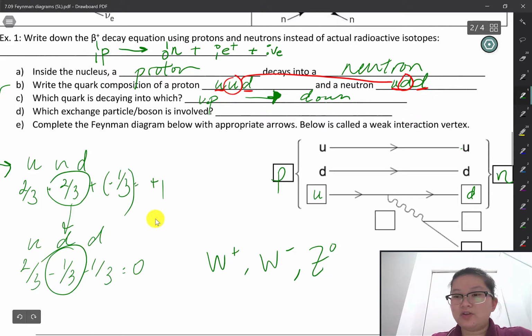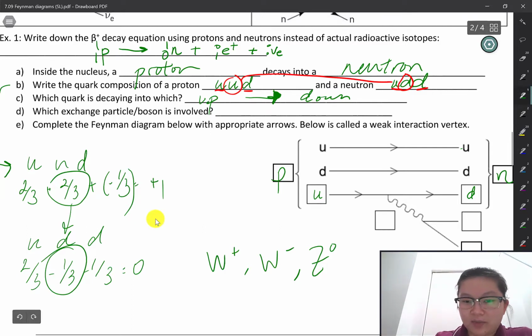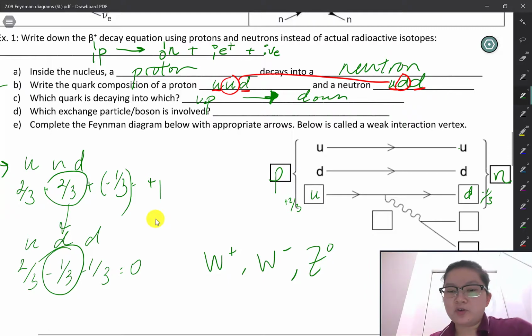Whenever I'm doing a Feynman diagram, I find it helpful to jot down notes for myself to figure out what the charges are. For example, this up quark is a positive 2/3. This one is a minus 1/3 charge. We also know that the two products produced are going to be your positron and your antineutrino. So we can put these in right now.